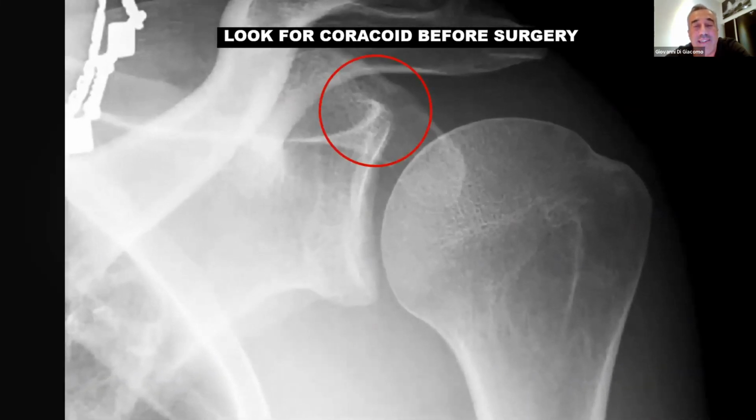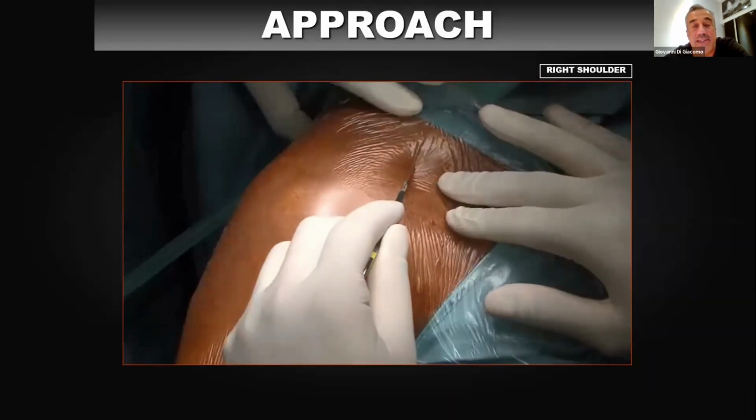You need to have a very good, in good shape coracoid. Sometimes you have a sequel of a fracture of the coracoid, or you can have a fracture, and you have to not miss this during the imaging study. Otherwise, you can get some problems.